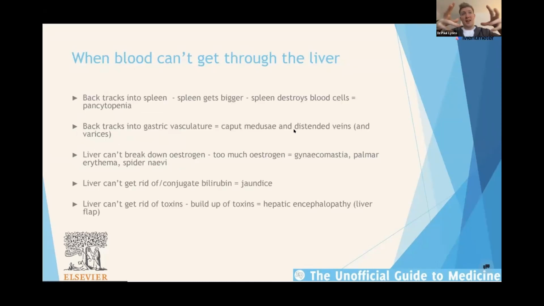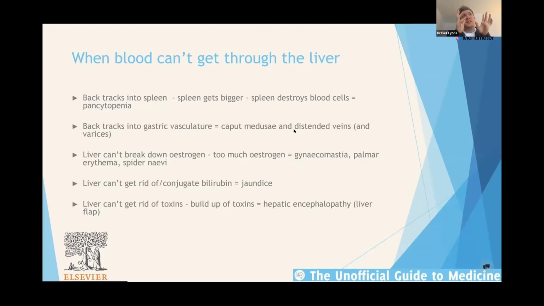Just on a mechanical level, if blood can't get through the liver, what happens? It has to go somewhere because the blood is still there. So it needs to backtrack, and it backtracks to the nearest organ, which is the spleen. The spleen gets bigger. The spleen's job is to destroy blood cells, and when it gets bigger, it's like, wait, I can do this more now. You get pancytopenia. That's one thing that you get with liver disease. Obvious, right? It also backtracks into the gastric vasculature and the mesenteric vasculature, and that is why you get caput medusae and distended veins. And even though you can't see it in an OSCE, varices.